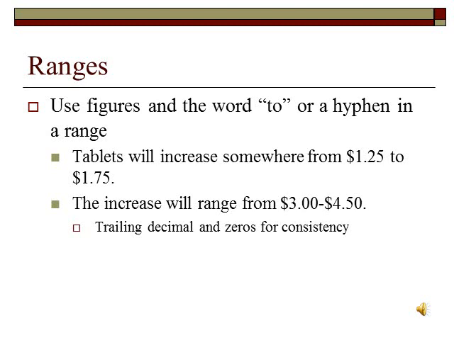And here's a review from our hyphen unit. We can use figures in the word to or a hyphen in a range, such as tablets will increase somewhere from $1.25 to $1.75. So we can use TO to show that range there. The increase will range from $3 to $4.50. And notice here we use the decimal point 00 for consistency between one and the next number.